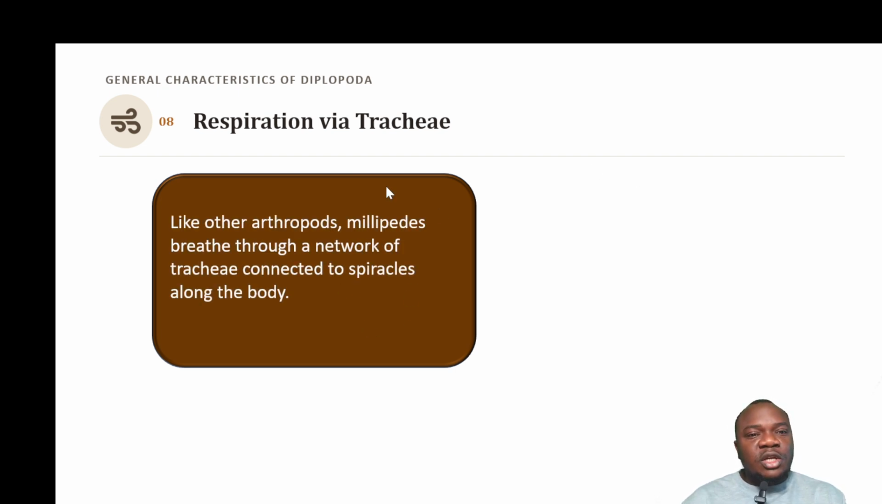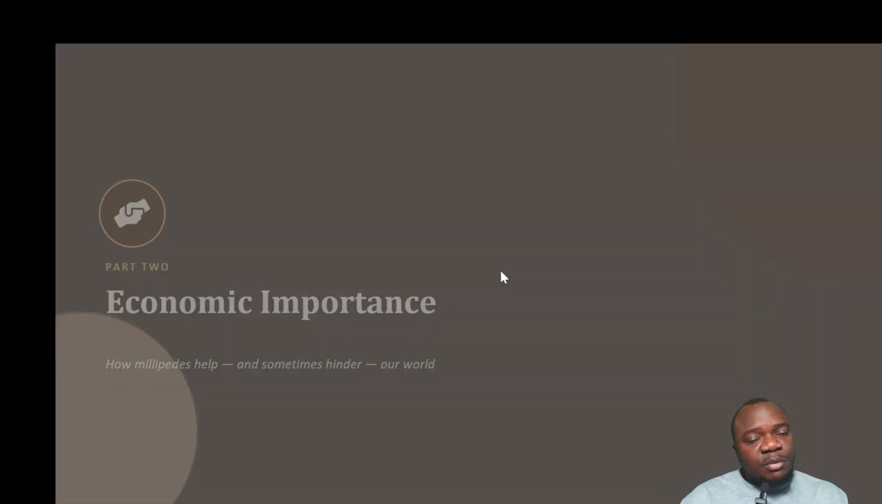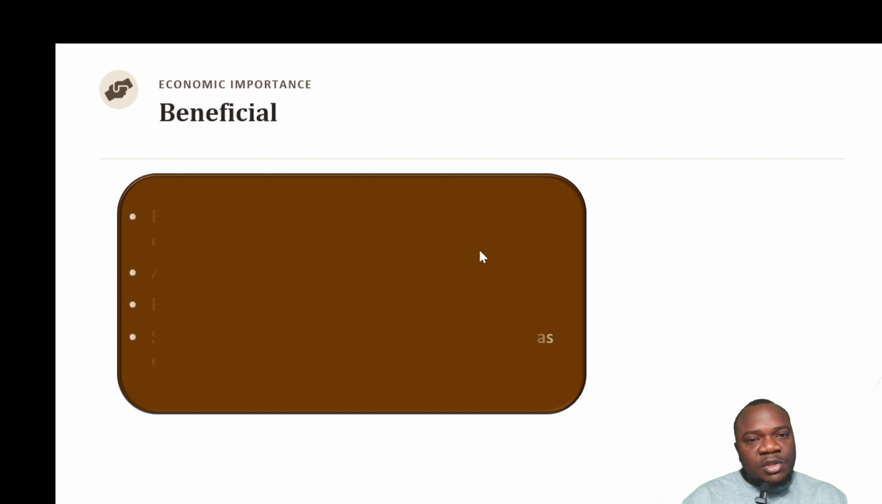They use trachea for respiration, and this trachea is connected to spiracles, just like in an insect. Then, these species have different importance, so I'm going to go through the beneficial aspects.